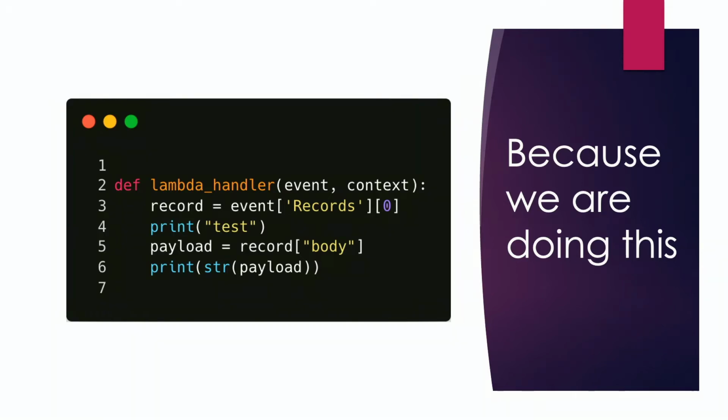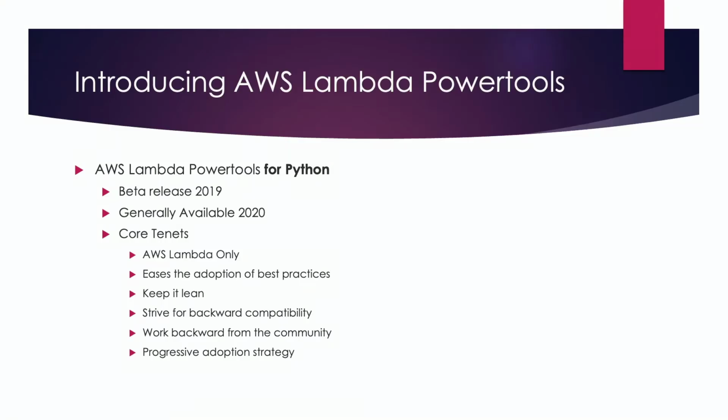And that's what AWS Lambda PowerTools is going to give to you. It's been out since 2019. It's a great open source library, generally available in 2020. The core tenets are really interesting. It's for AWS Lambda only, so it's AWS specific. It's built around the well-architected framework.